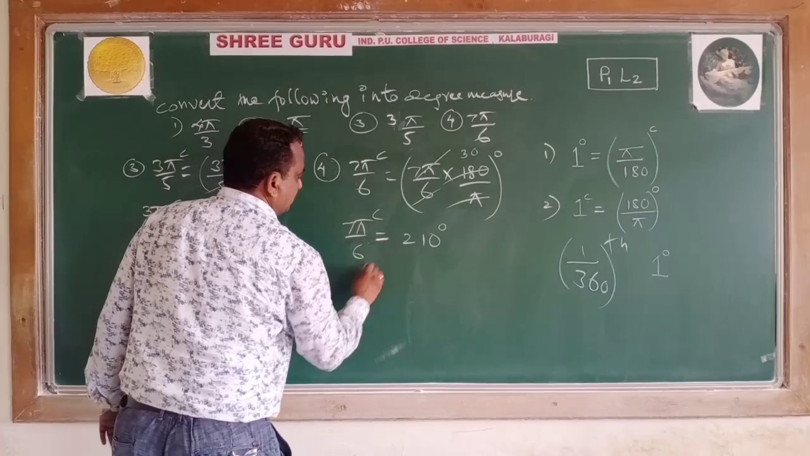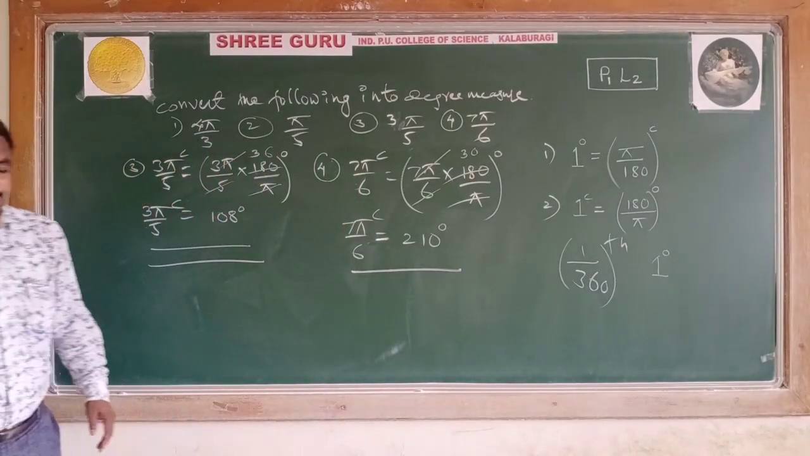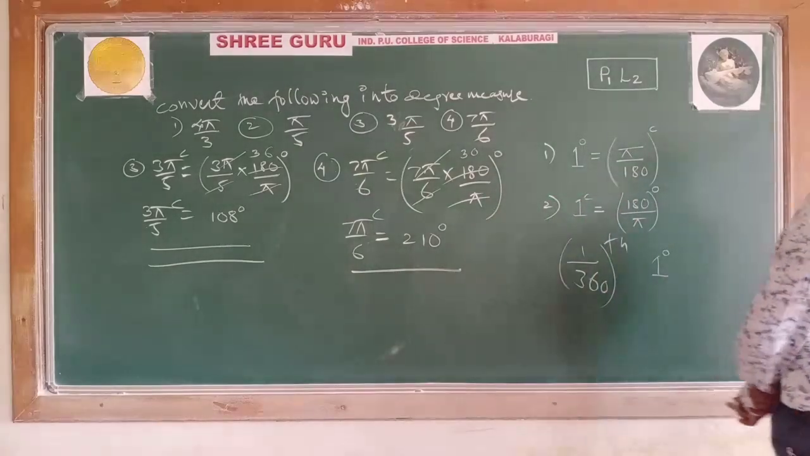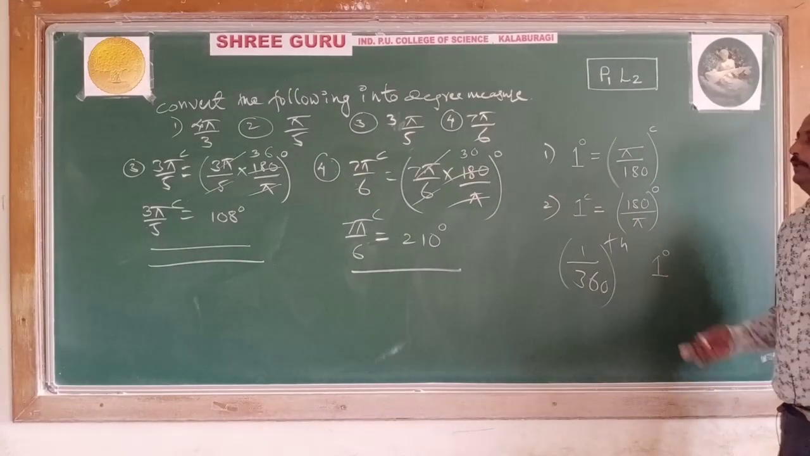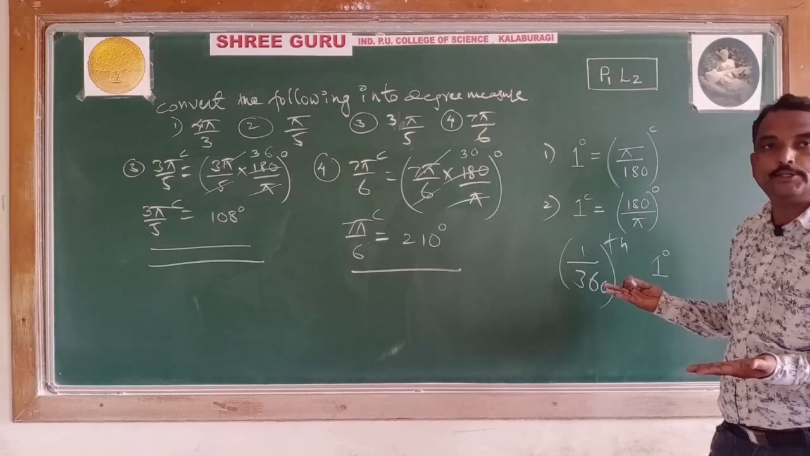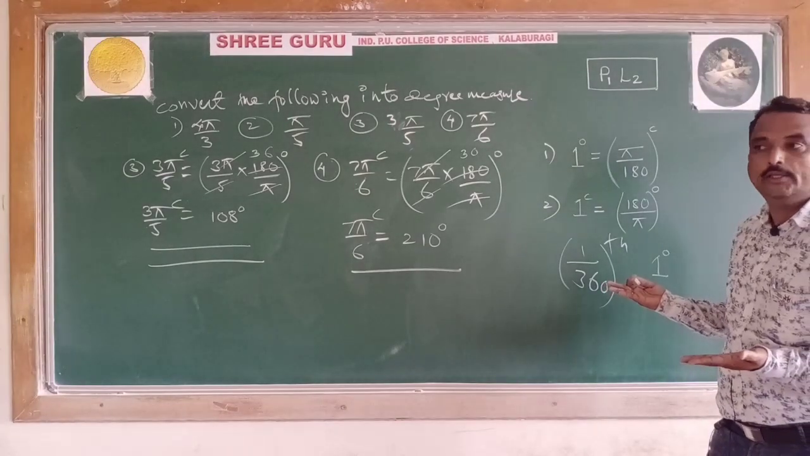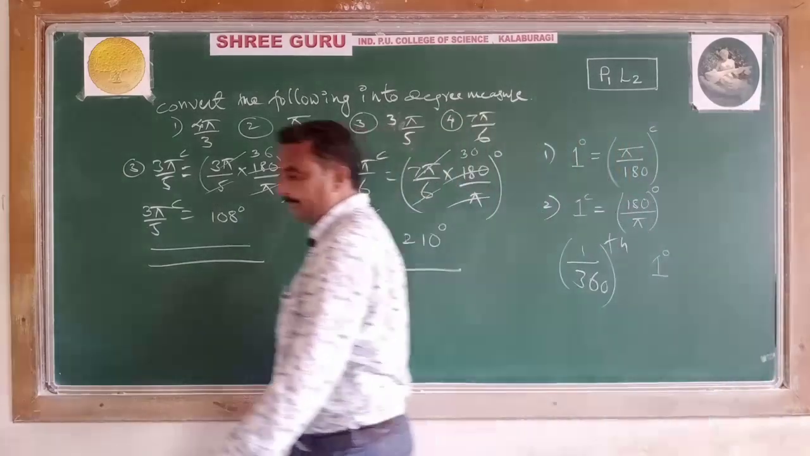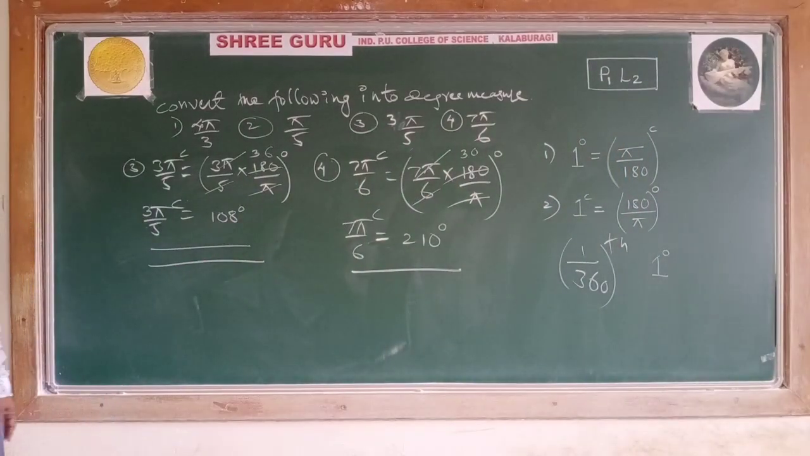So the measurement of 7 pi by 6 in terms of degree measure is 210 degrees. Like that you may convert radian to degree, students. Very simple type it is. Like that you may have to convert the radian to degree.